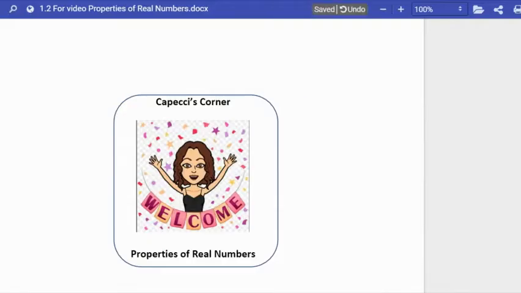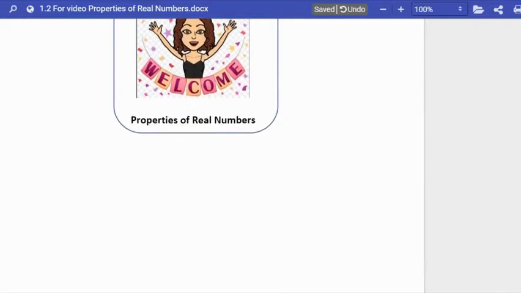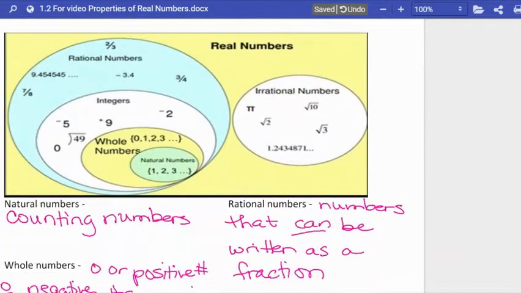Today on Capecci's Corner, we are going to talk about properties of real numbers. Now, you've looked at real numbers in Algebra 1, but sometimes I feel the vocabulary words can be a little confusing when we're looking at everything. So we have real numbers and we actually have imaginary numbers, which we'll get to later in the Algebra 2 course. So right now, we are just concentrating on real numbers.